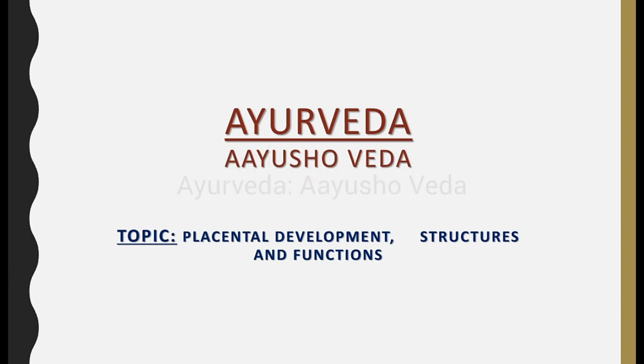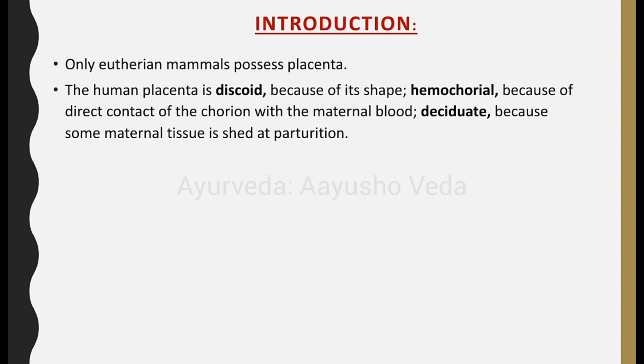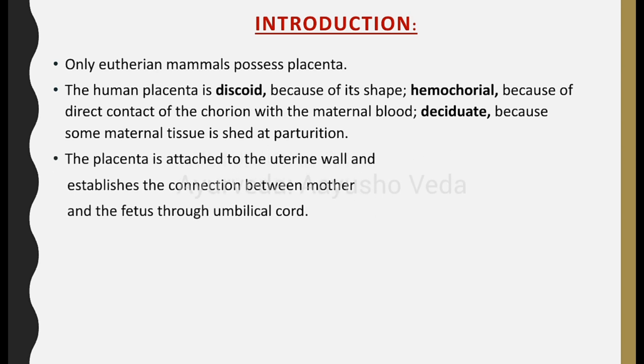Today we will learn about the placental development, structures and functions. So, introduction. Only eutherian mammals possess placenta. The human placenta is discoid because of its shape, hemochorial because of direct contact of the chorion with the maternal blood, deciduate because some maternal tissue is shed at the parturition.